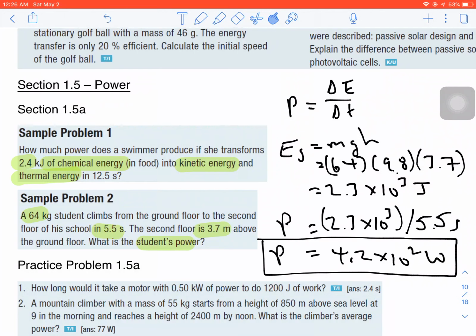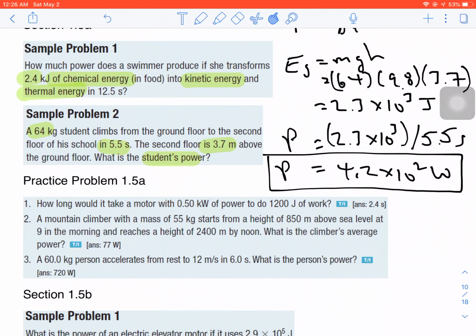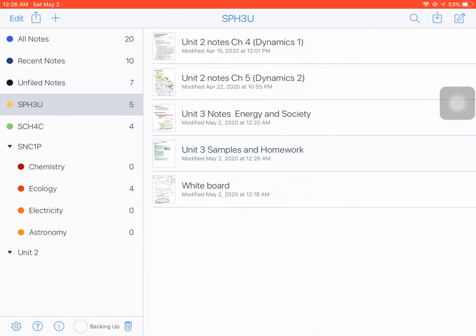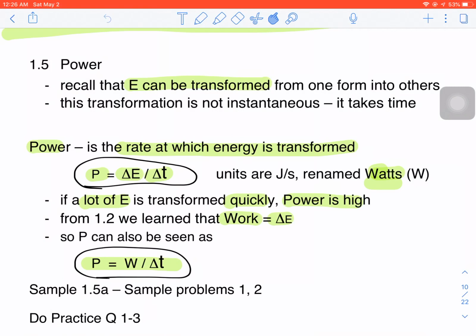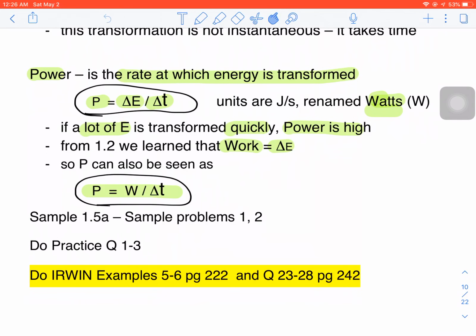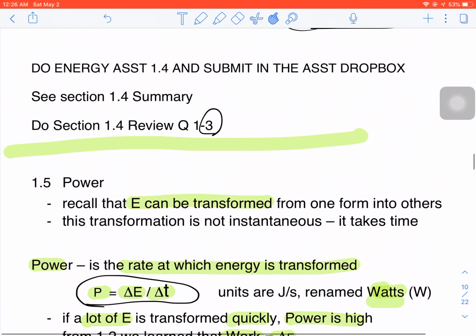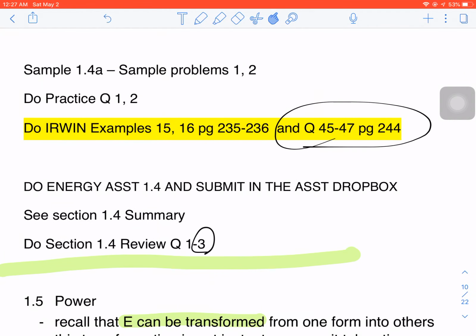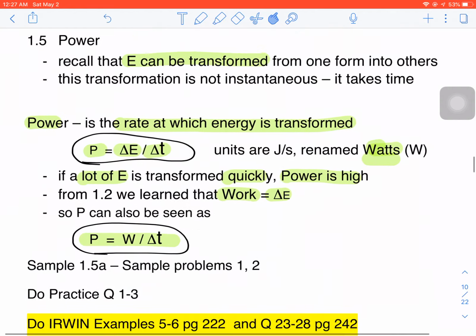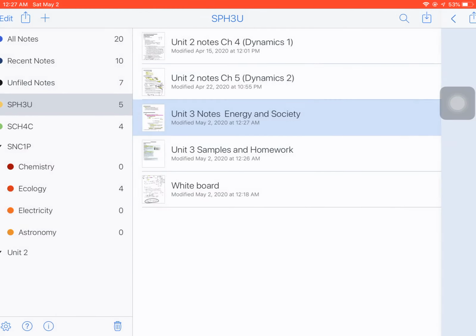So you can see that there are a couple of sample problems here, 1, 2, and 3. These are the questions here, 1, 2, and 3. Then there are some examples at the end of our textbook. There are 2 that are done for you on page 222, and then there are some at the end of the chapter for you to practice. Now, I said I was going to go back and look at question 47 back in our textbook. So I'm going to go back to question 47.